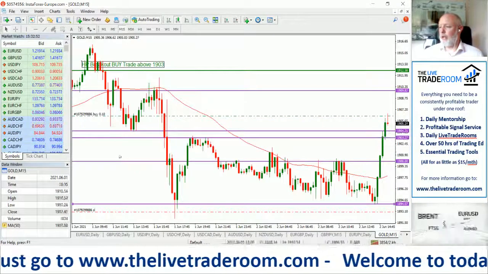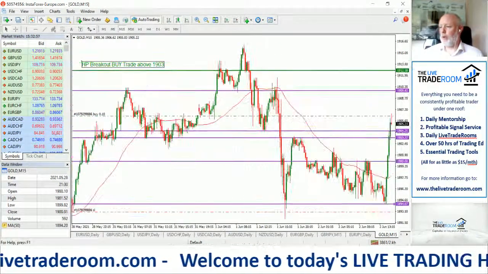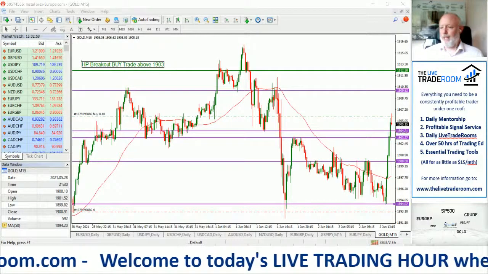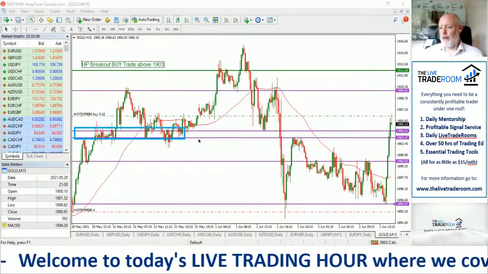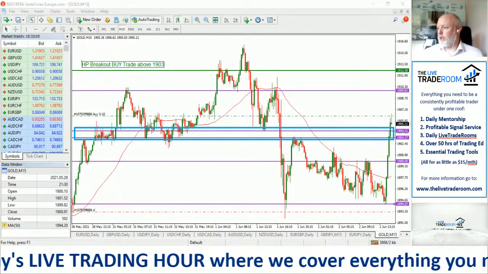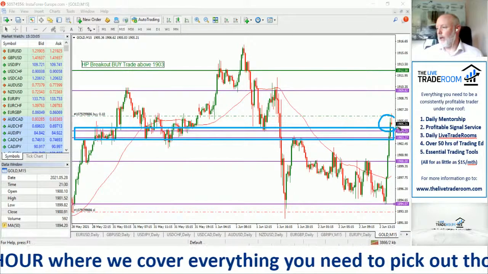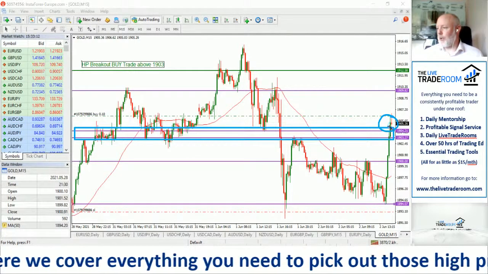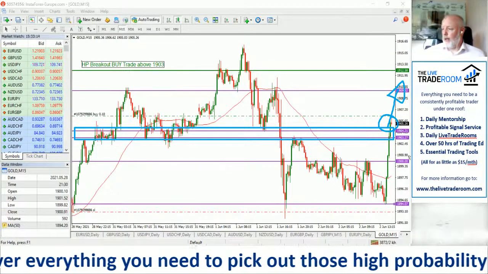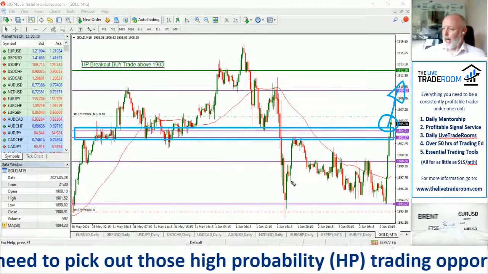What we wanted to make sure is, if I just zoom out a little bit more, this is a clearly defined level of support and resistance here. And what we wanted to do is to get into this trade above this level of resistance, and that's what's happened. And now we've got enough to get into that trade.